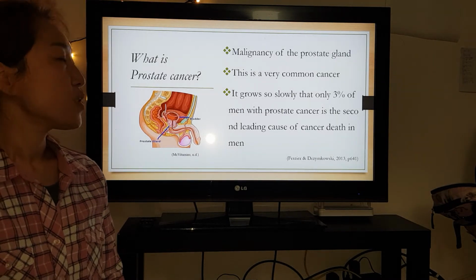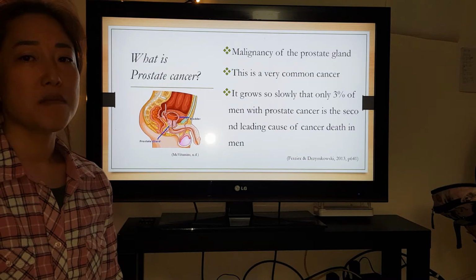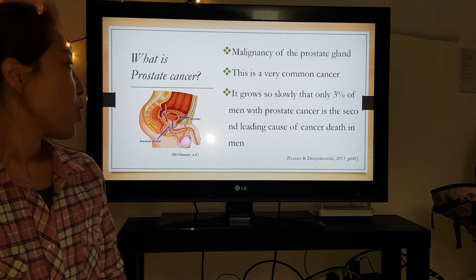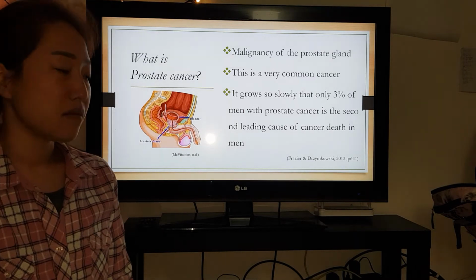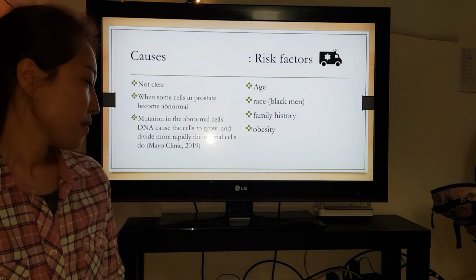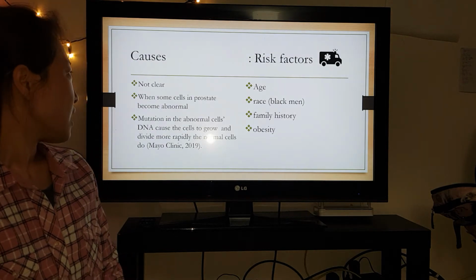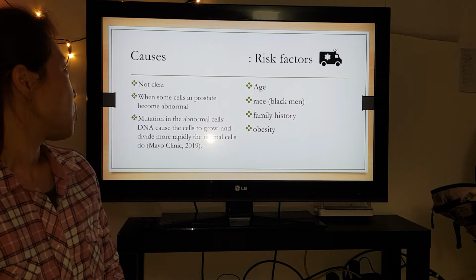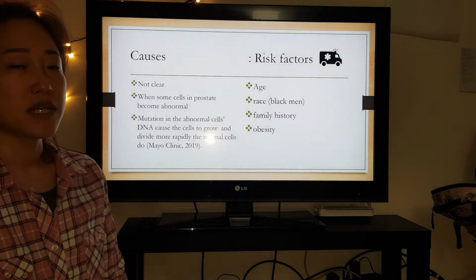It grows so slowly that only 3% of men with prostate cancer die of it, but it is the second leading cause of cancer death in men. Then let's talk about the causes. The causes are not clear. When some cells in the prostate become abnormal, then usually the man has prostate cancer.